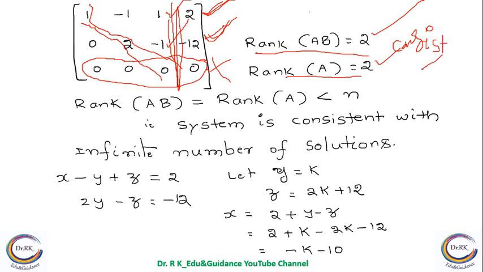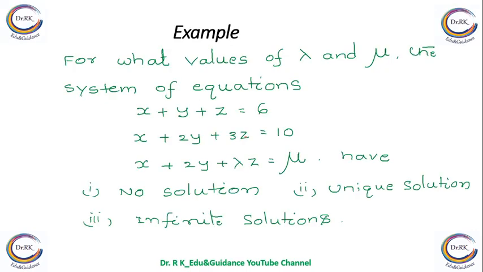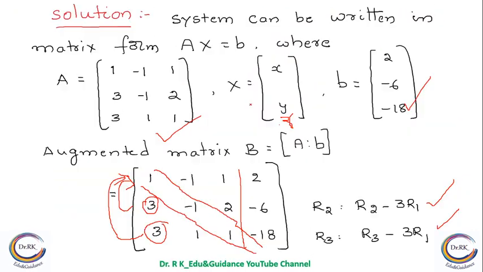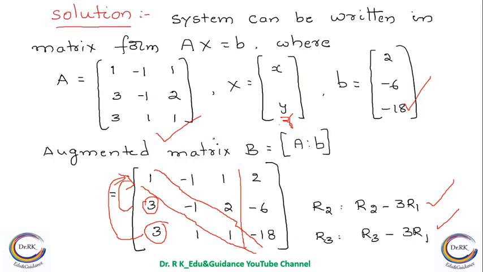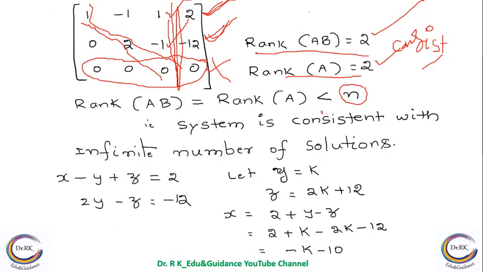Consistent means a solution exists. Then we have to see whether it is going to be a unique solution or infinitely many solutions, so we look at the number of variables. The given problem contains three variables, x, y, z. The rank is 2 and the variables are 3, rank less than number of variables, therefore the system is consistent with an infinite number of solutions. If only the nature is required, we'll stop the discussion here.